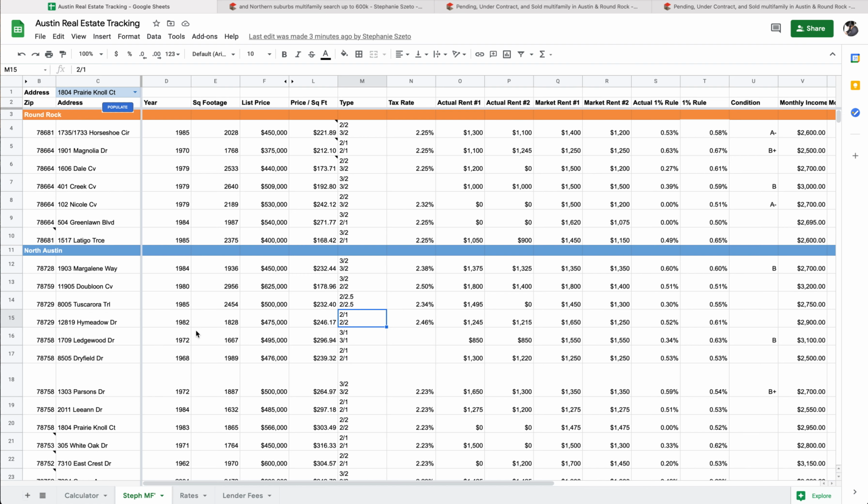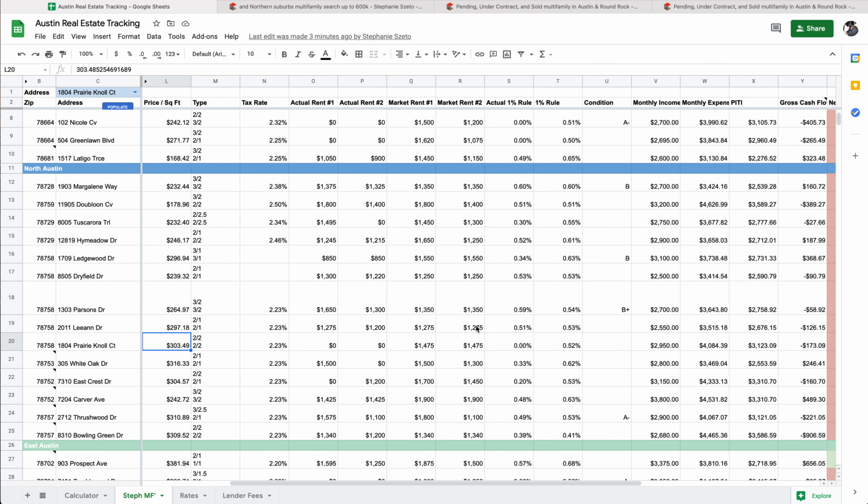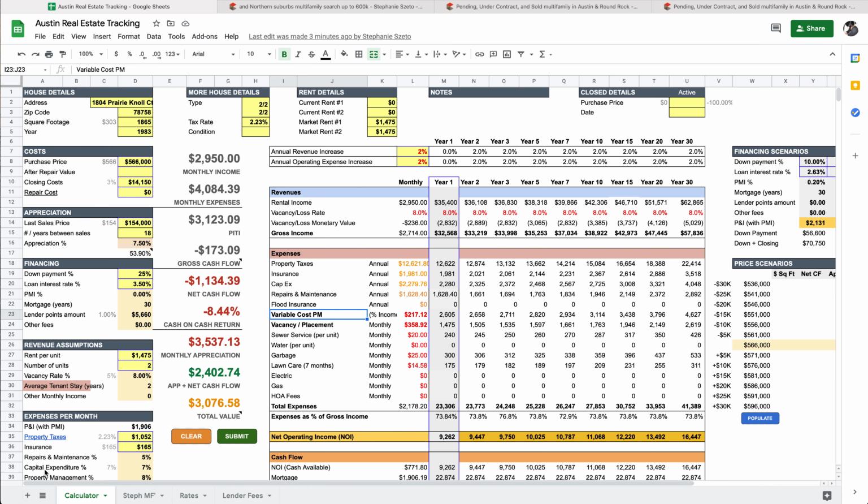And also it helps me get a really quick comparative sense of, okay, if I'm looking in this zip, for Prairie Knoll Court, they're in 78758, which is Northern Austin. If they're in this particular neighborhood, I can get a really quick sense of what the price per square foot looks like. I can do a lot of comparative analysis back to back really quickly. We'll get into that a little more. Those are the 2 major spreadsheets that I work off of.